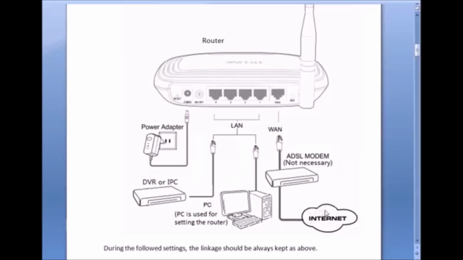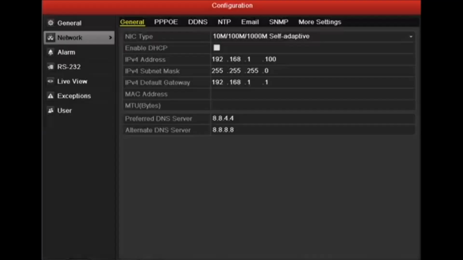At first, you need to connect all your devices as in the image. After that, you can set the parameters in your DVR. In the main menu, Configuration, Network, General, you can set your parameters as in this image.